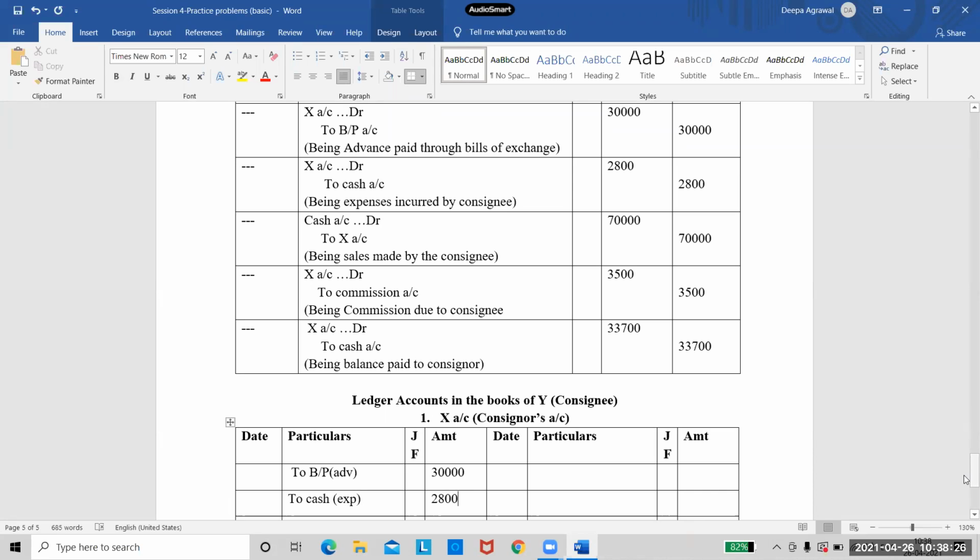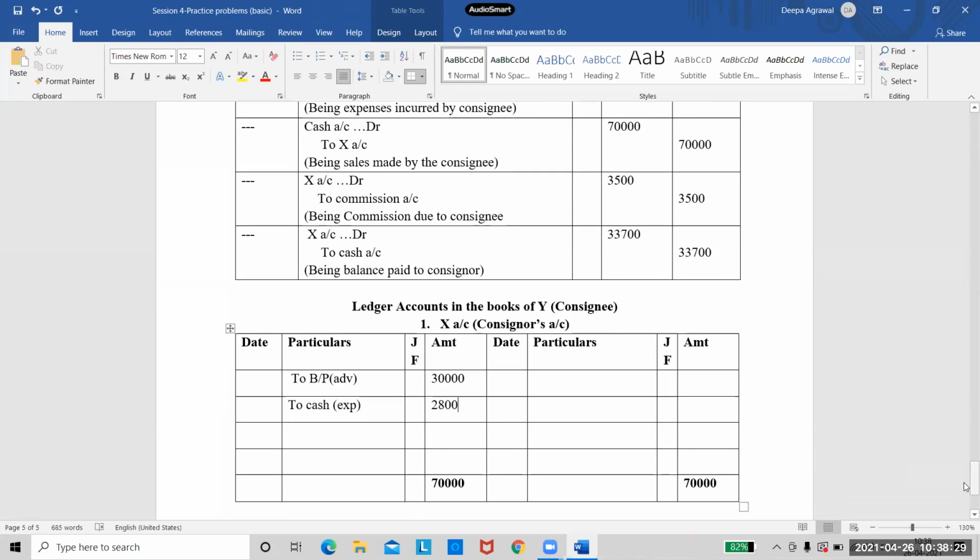Next entry is cash account debit to X. So where will this entry appear? Credit side, by cash account. So I will write the entry as by cash, and this entry is for sales. The amount is 70,000. What is the next entry for? It is commission, X's commission. So it will again come on the debit side. We will write the entry as to commission directly and write the amount. Amount is 3,500. That is done.